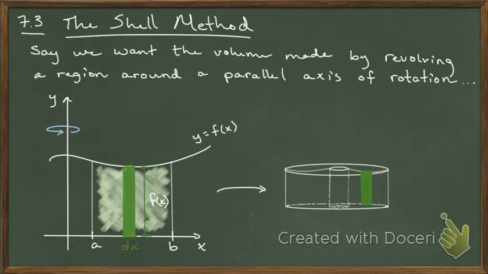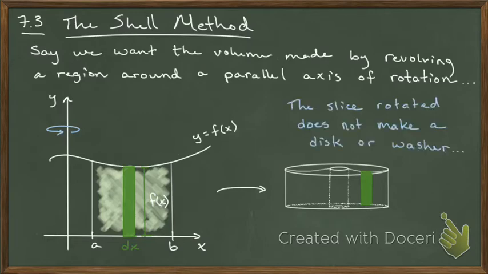But you'll notice that I definitely don't get a disc when I rotate the slice around, and definitely don't get a washer. Before, we said if there was any space missing, it was a good situation to use the washer method. But here, by drawing a slice that's parallel to the axis of rotation, I get neither a disc nor a washer. So let's figure out what shape I actually get here and then see if I can find the volume of the shape I get when I rotate my slice.